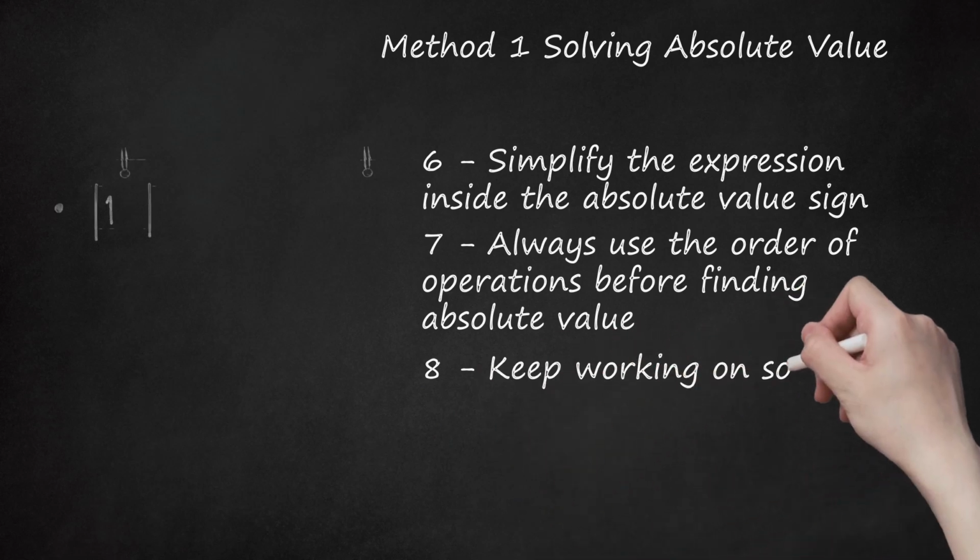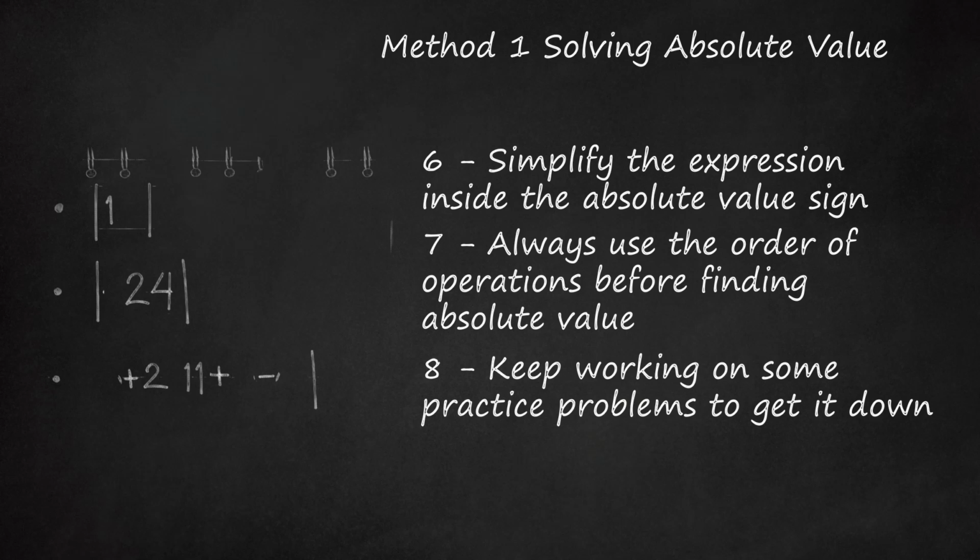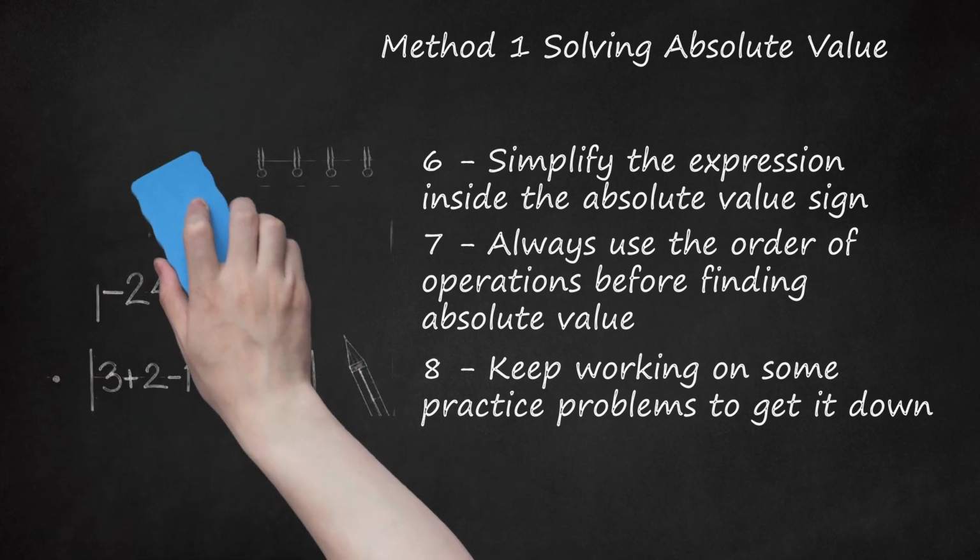8. Keep working on some practice problems to get it down. Absolute value is pretty easy, but that doesn't mean a few practice problems won't help you keep the knowledge. |12| equals 12. |-24| equals 24. |3 + 2 - 11 + 5 - 6| equals 7.